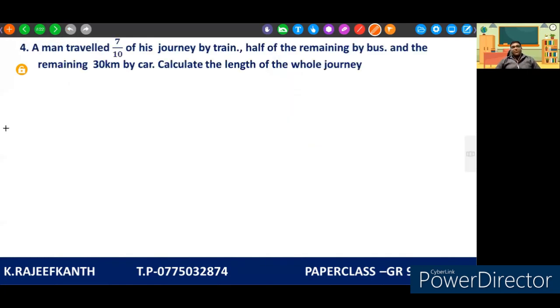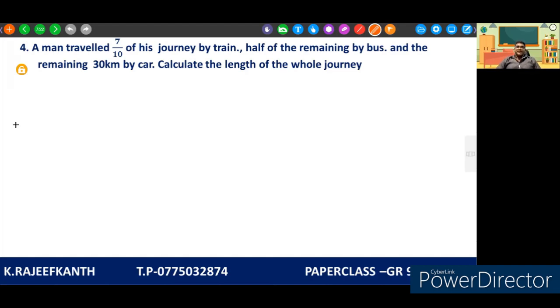Question number 4. A man traveled 7/10 of his journey by train, half of the remaining by bus, and the remaining 30 kilometers by car. Calculate the length of the whole journey. So we have to find the length of the journey. That means total distance. We have to find the total distance. Here you can read the question again and again, then you can understand.